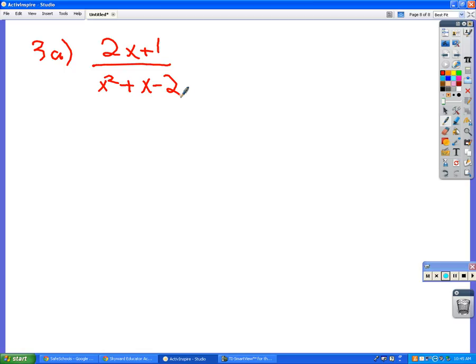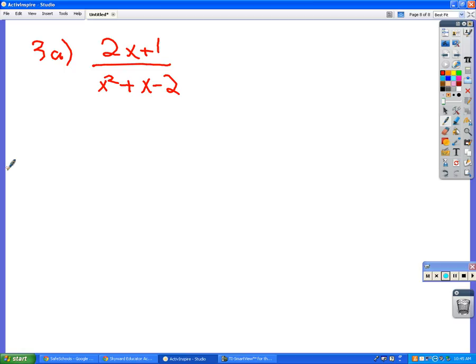All right, so 3A, they want us to find the domain, right? Okay, so what we have to do is we have to figure out what x values the function cannot take on. And there's only two things that you have to worry about. What are they? No dividing by 0. And no negatives under the square root.